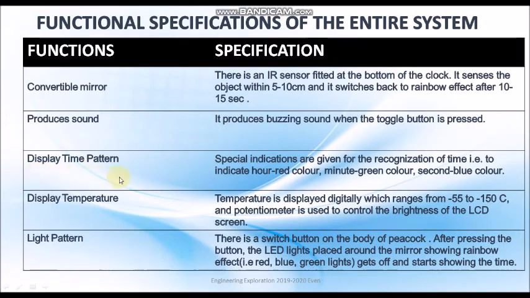Third function is to display time, in which various indications of hour, minute, and second are given by the different colors of light. Fourth function is to display temperature. It displays the temperature within the range of -55 to -150 degrees Celsius, and here a potentiometer is also used to vary the brightness of the LCD screen. The last function is to display light pattern. The light patterns are displayed using a switch button.